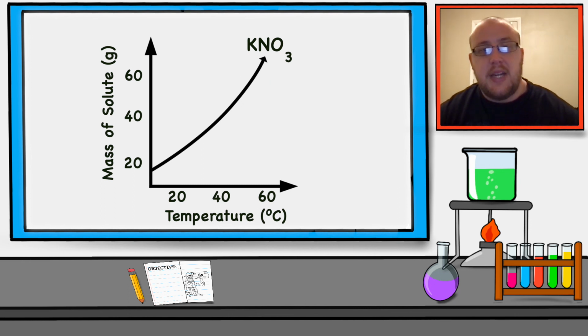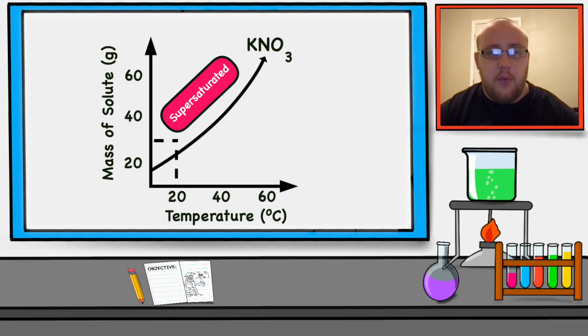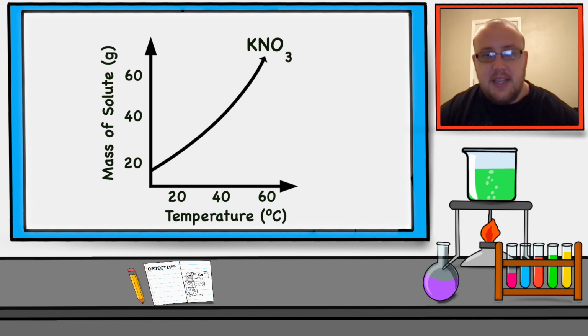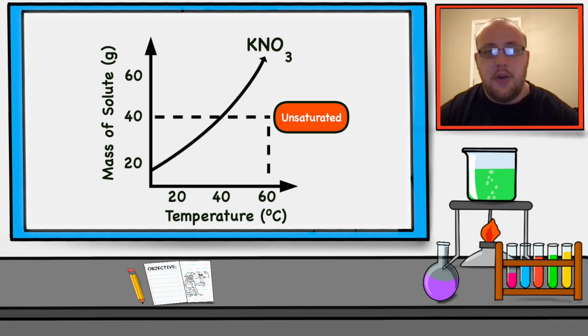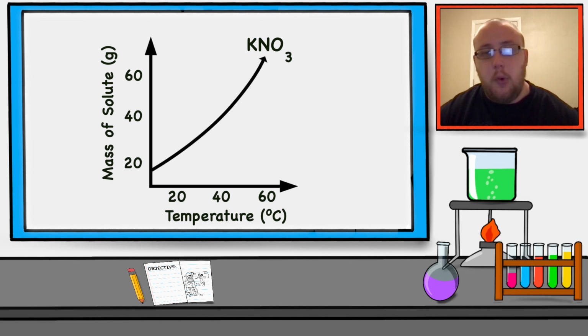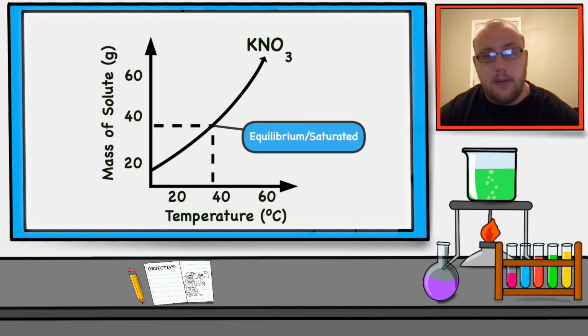If we had 30 grams of potassium nitrate at 20 degrees Celsius, that would be right here. This would be above the solubility curve, so 30 grams of potassium nitrate at 20 degrees Celsius would create a supersaturated solution. But what if we had 40 grams of potassium nitrate in an aqueous solution at 60 degrees Celsius? This data point would be here, and it would be below the solubility curve. Because of that, this solution would be considered an unsaturated solution, and you could add more potassium nitrate to it, and it would dissolve. Finally, if we graph out a point and it ends up being right on the line, that solution is in equilibrium.